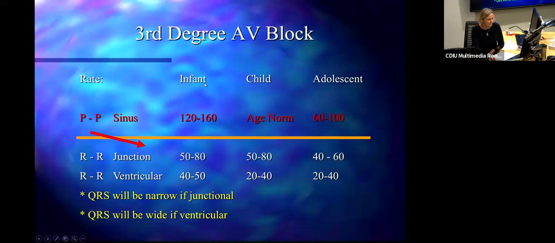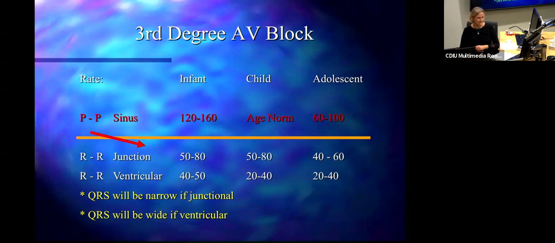So this is just showing you, depending on your age, whether you're an infant, a child, or an adolescent, in third degree block, what your heart rate might be based upon a sinus rate, so 120 to 160 for the infant. A child will be somewhere a little bit slower than the infant, but it's age related. So depending upon the age, and then you and me at 60 to 100. If the R to R, the ventricular rate, is being supported by the AV node or junction, then it will have a rate of 50 to 80. But again, the rate might be a bit higher than that.